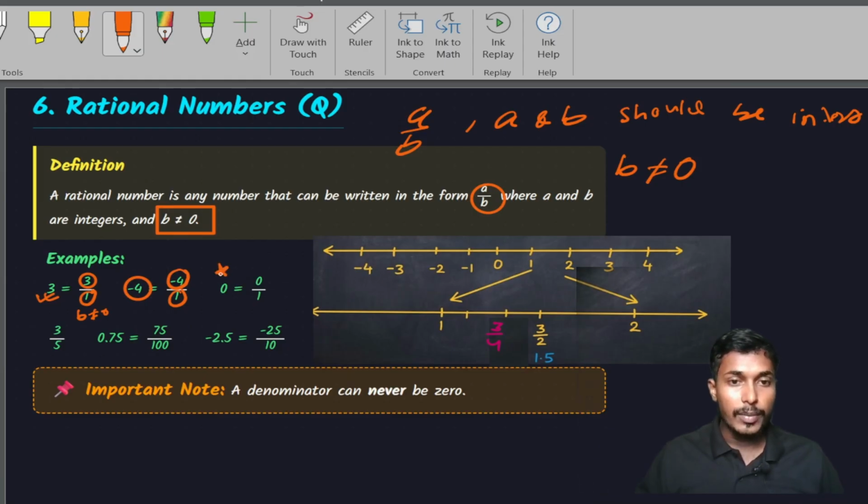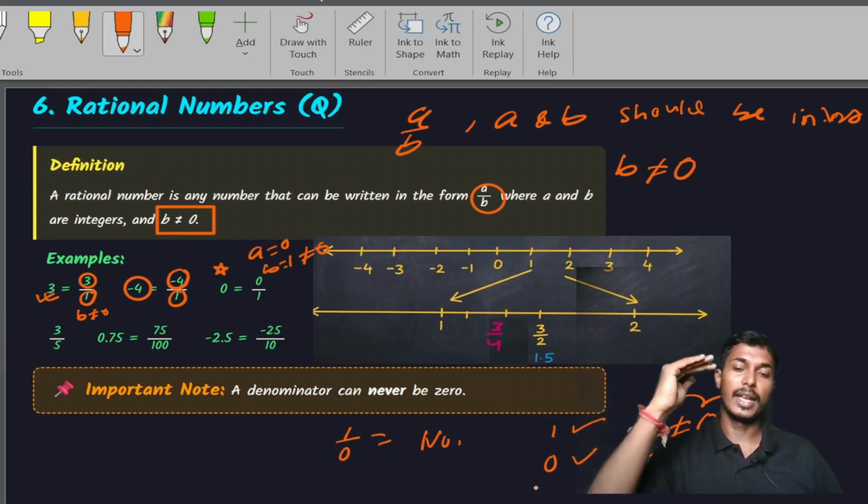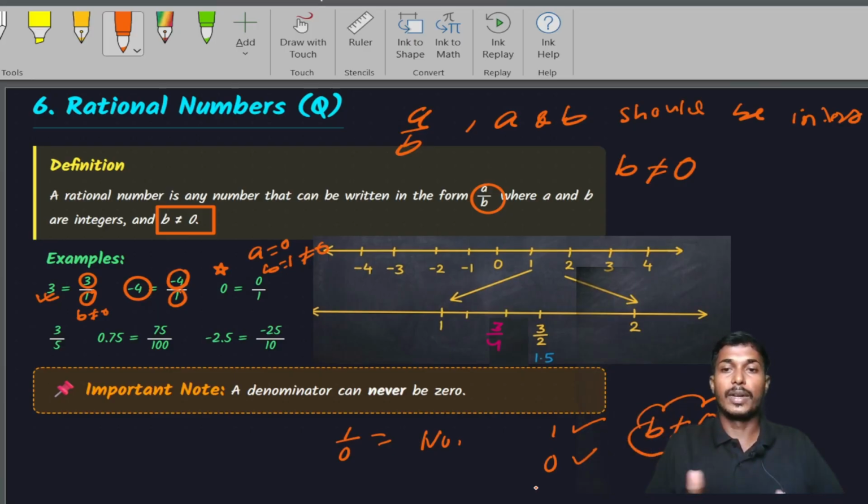This is a very important example. Is 0 a rational number? Of course, 0 can be written as 0 by 1, where a becomes 0 and b becomes 1, which is not equal to 0. And that's why 0 is a rational number. If I ask you whether 1 by 0 is a rational number, no. 1 is an integer, 0 is an integer, but the condition for a rational number is that b should not be equal to 0. According to the fundamental law of mathematics, if you divide anything by 0, it is not defined. That's why a by 0 is not a rational number.